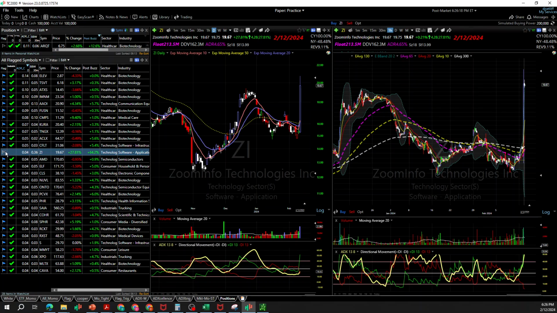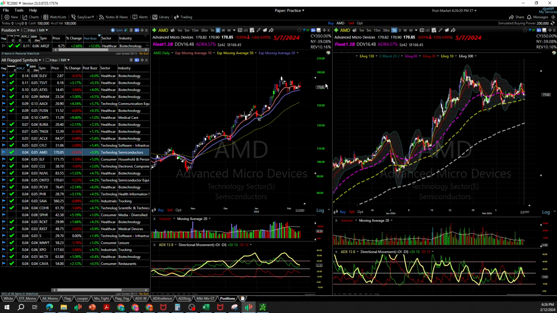It's already up. You know, if AMD can sort of build out here, then potentially. And you can see this flag. You see how it's getting tighter and tighter as it moves to the right of the pattern, and the volume is drying up. I mean, if this thing can break out, potentially a good trade.